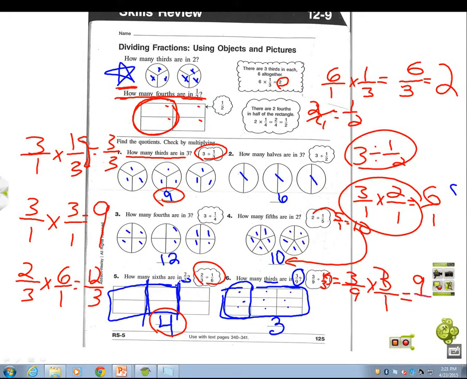And then 9 divided by 3. Well, see, then this should have been 1. How many thirds? Oh, this should have been 1. That's what we were talking about. You were right. So this goes there. So that's how we divide fractions.